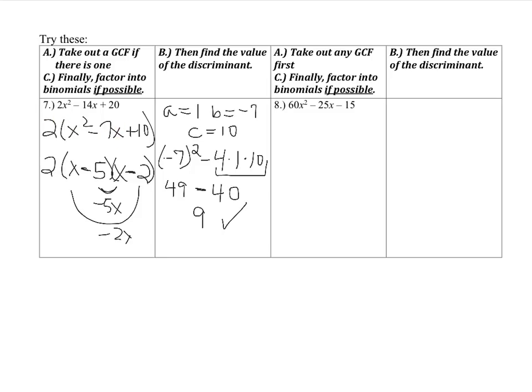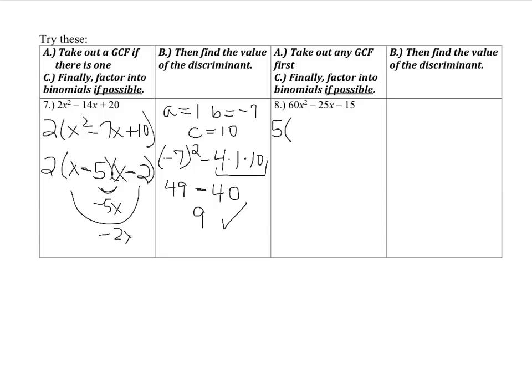And then it's the 2 that gets distributed back into this, which brings me to 2x squared minus 14x plus 20. All right, let's go ahead and try number 8 together, and then I'm going to let you finish this paper on your own. So start, take out a GCF first, if there is one. There might not always be one, but this one has one.